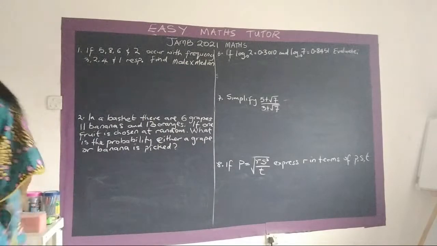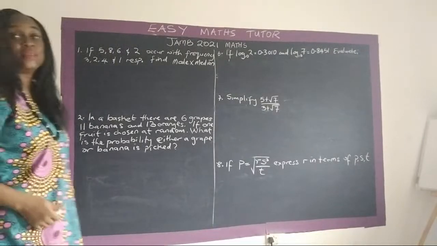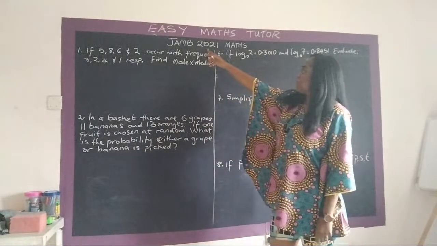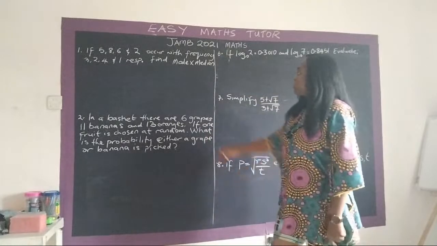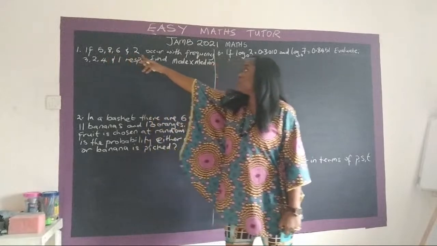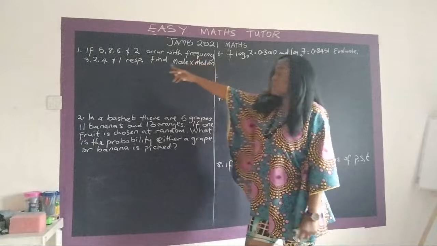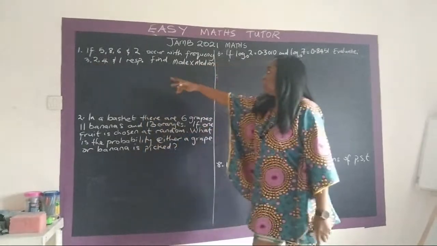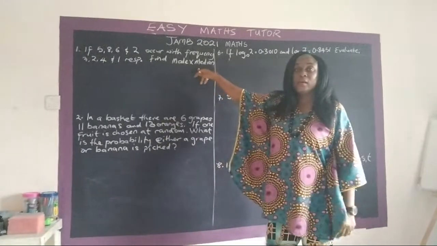Okay. Let's start our class. So the first question is, remember, a 2021 JAMB Maths question. If 5, 8, 6, and 2 are numbers occurring with these frequencies 3, 2, 4, and 1 respectively, find the product of their mode and their median.